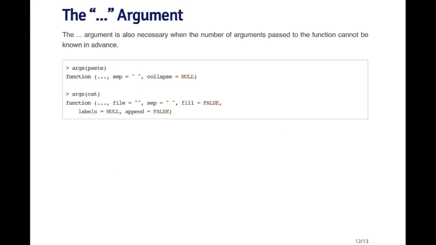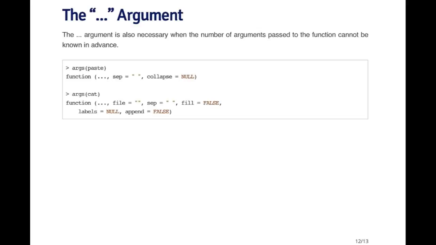So lastly, the dot dot dot argument is necessary when the number of arguments that are passed to a function cannot be known in advance. One good example of this usage is the paste function. What paste does is it concatenates a set of strings together to create one string or a vector of strings, and it can take a variable number of arguments. There's no way for the function to know in advance how many arguments it's going to have to paste together. And so the first argument for paste is actually dot dot dot, and therefore you can take a number of different R objects that are character vectors and paste them together using a separator, in which case the default is the space.